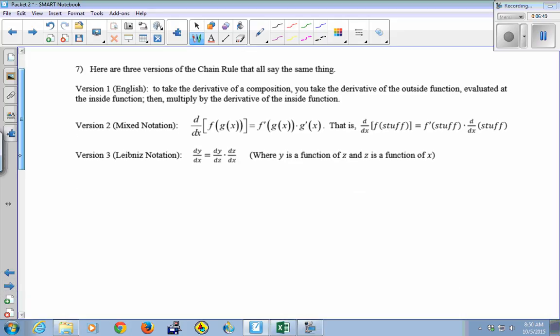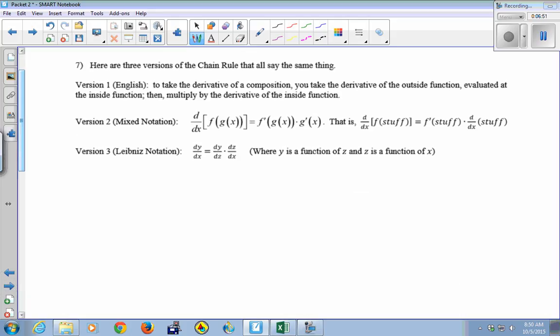Okay, these are 3 versions of the chain rule. They all say the same thing. We've got just an English version. To take the derivative of a composition, you take the derivative of the outside function, evaluate it at the inside. So that's the copy the stuff, right? Evaluate it at the inside. That's the copy the stuff part, right? Then multiply by the derivative of the inside function. That's the derivative of the stuff. Don't get the inside and outside mixed up.